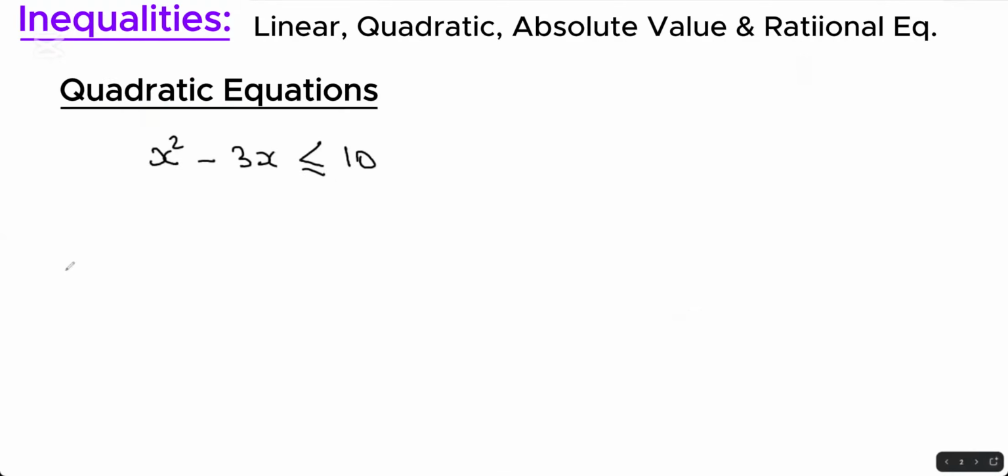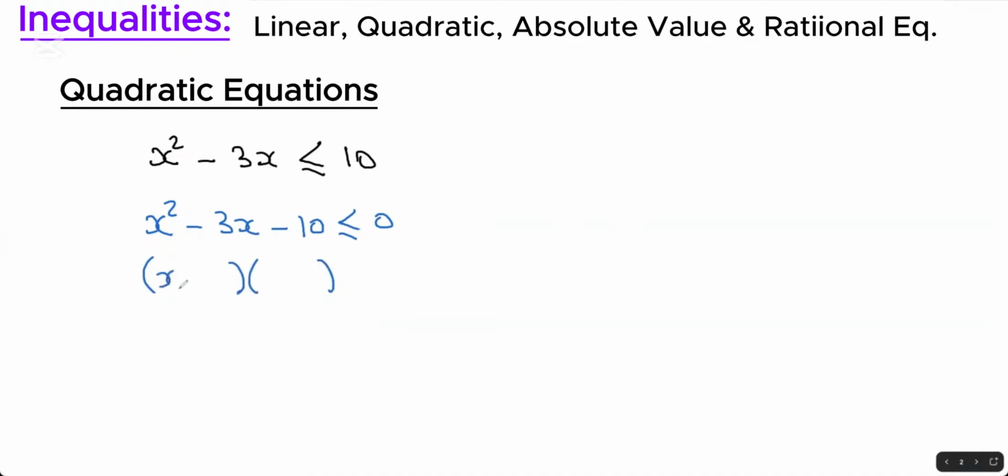Now let's go to the second one. It's a quadratic. The best way to do this is move the 10 to the other side. So you'll have x squared minus 3x minus 10. When you move the 10 to the side, it becomes negative, is less than or equal to 0. At this stage here, you want to factor this.